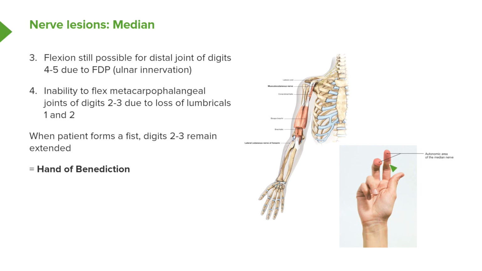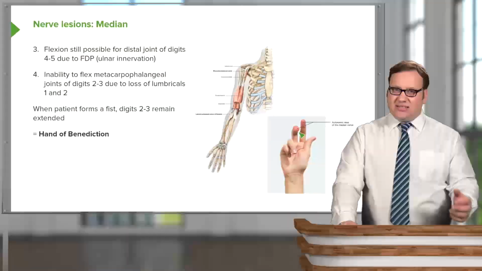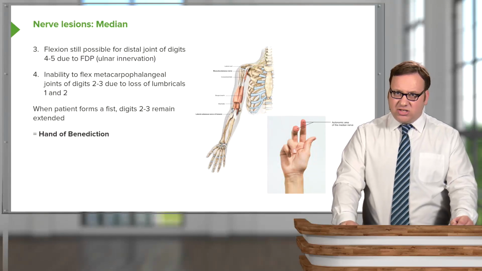Due to a loss of the flexor digitorum profundus and the flexor digitorum superficialis and the various other muscles I've mentioned, like the lumbricals, because these are effectively paralyzed, when someone is asked to form a fist, the function of the flexor digitorum profundus that is supplied by the ulnar nerve is still intact. These digits can flex, but the remaining digits remain extended. And this is known as hand of benediction. We can see that here on the picture. We can see digits 4 and 5 have flexed, but digits 2 and 3 remain extended. And this is indicative of median nerve damage.